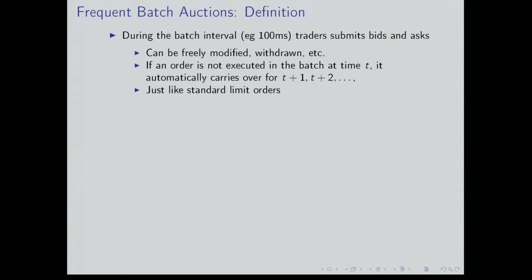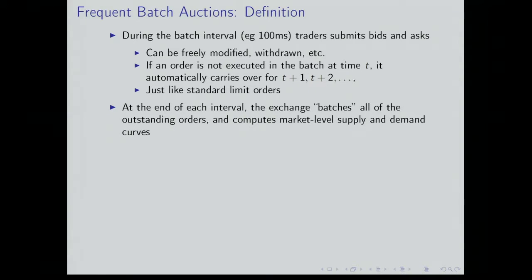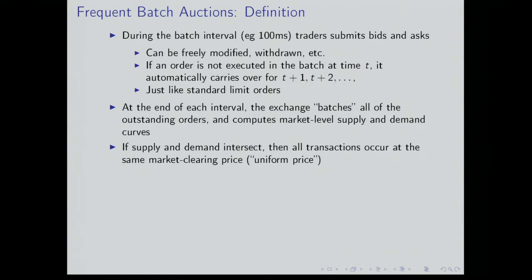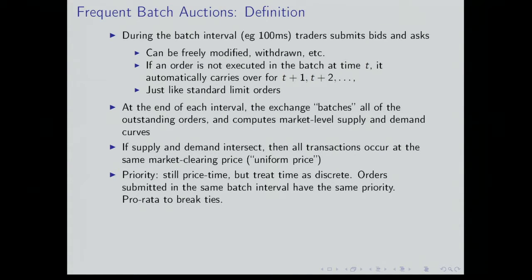If an order isn't executed at one discrete time interval, it carries forward to the next discrete time interval until either executed or canceled, just like standard limit orders. At the end of each interval, the exchange batches together outstanding orders and computes market level supply and demand curves. Supply and demand either intersect or they don't. If they do intersect, transactions occur at the market clearing price. It's a uniform price auction.